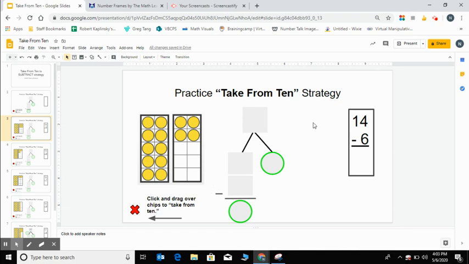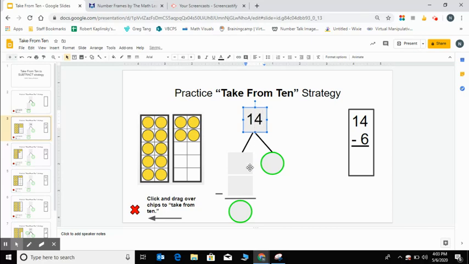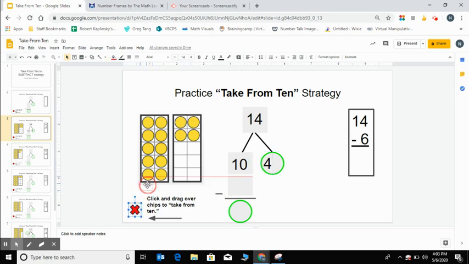So if I'm trying to do 14 minus 6, my whole is 14. And remember, I'm going to think of 14, breaking it up to match my model, 10 and 4. So 10 and 4 makes 14. And I'm trying to take away 6. I cannot easily take away 6 from my ones here, so I'm going to take from 10. And how many am I going to take from 10? I'm going to take 6.